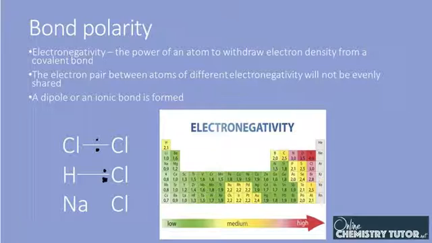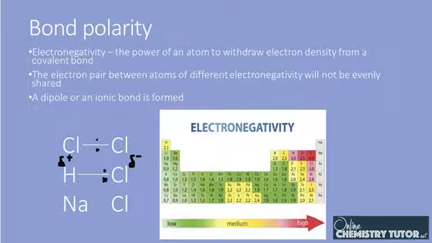So chlorine has a greater share of the shared pair, which means we put this delta sign on it. We say that it is delta minus. It has a partial negative charge. The Greek letter delta or Greek D is used to indicate a small amount of something. In this case, a small amount of charge. The hydrogen, of course, will be delta plus.